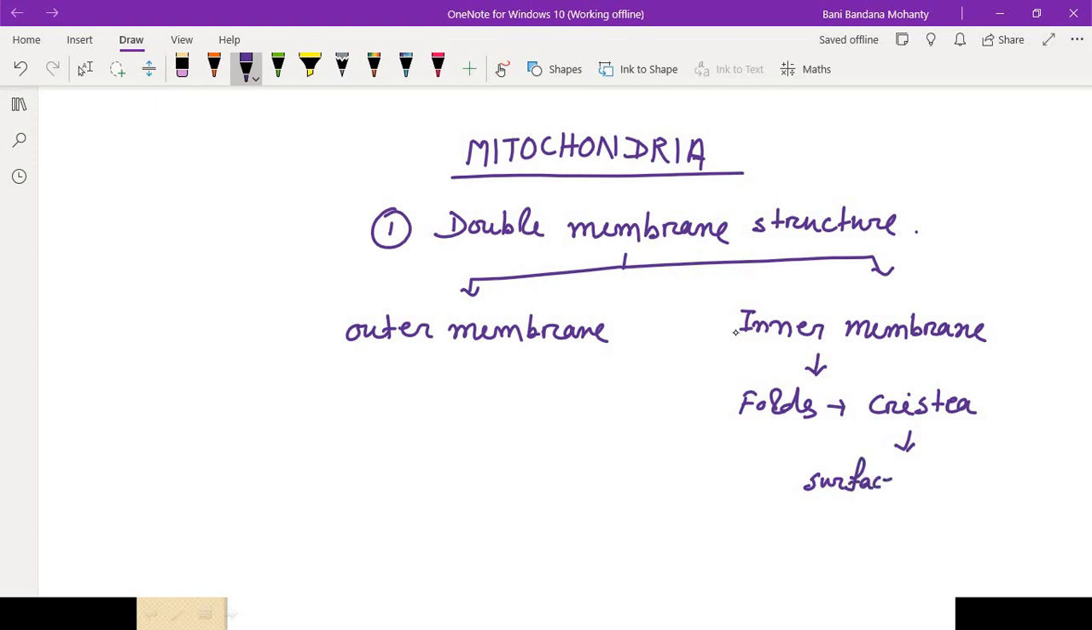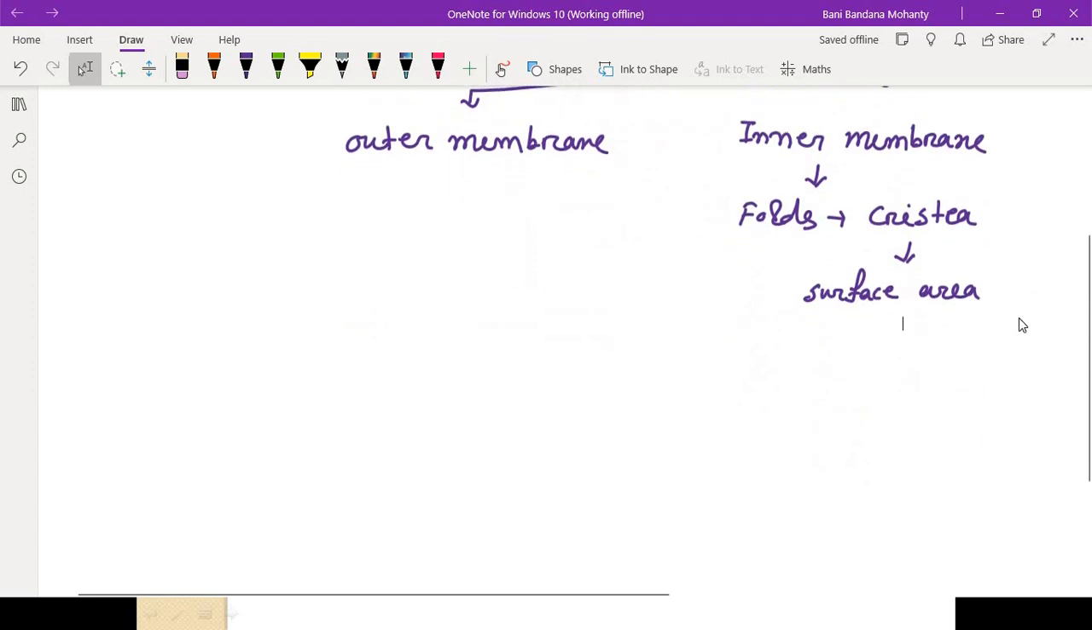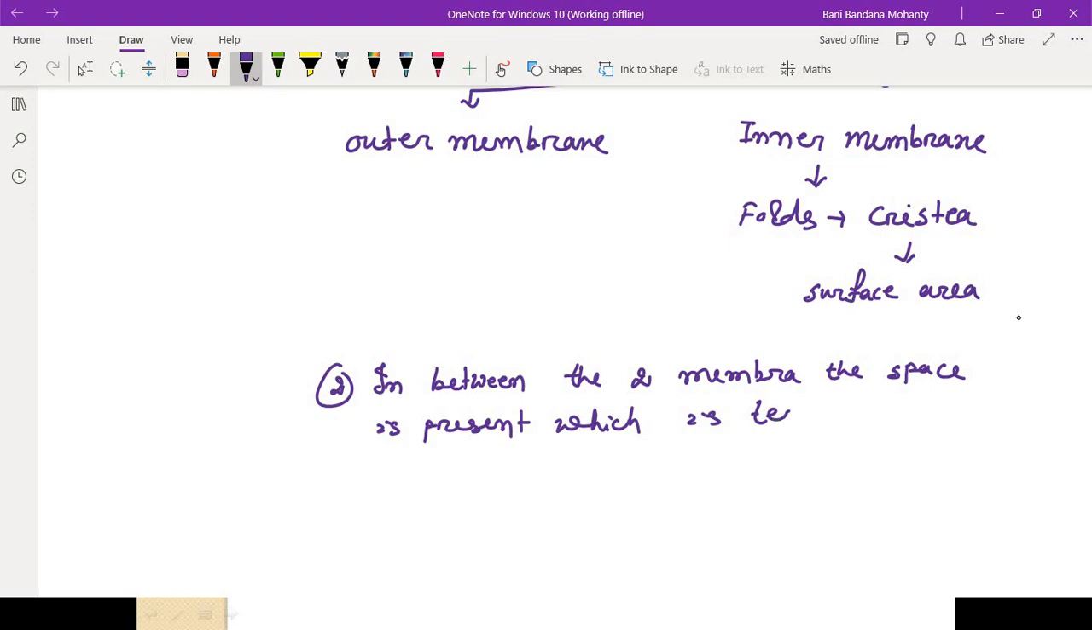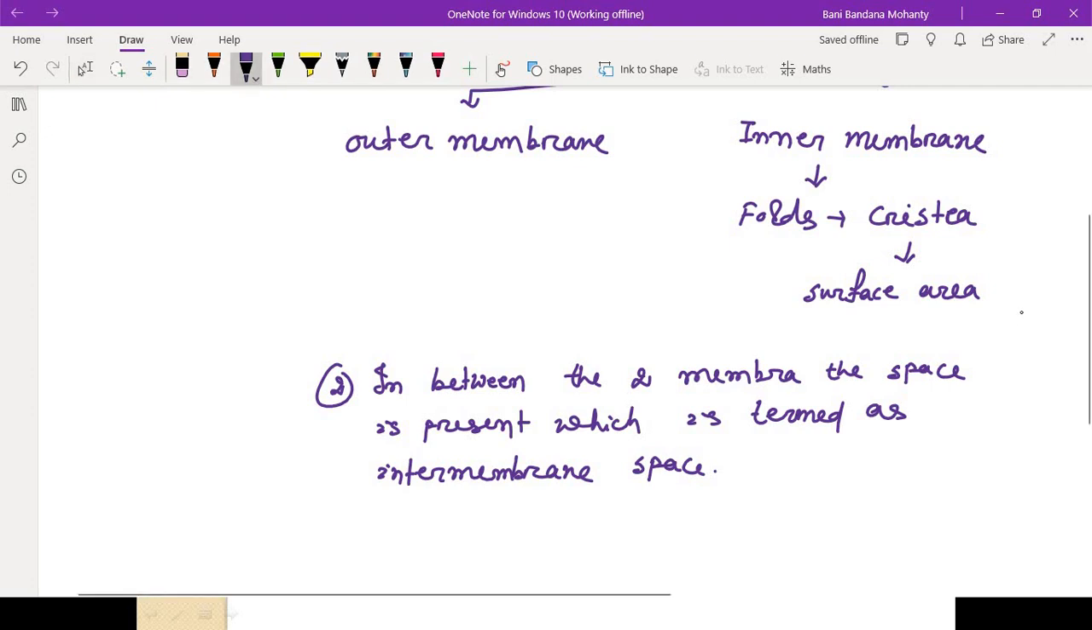Surface area. And in between the two membranes, the space is present, which is called the intermembrane space. This one.